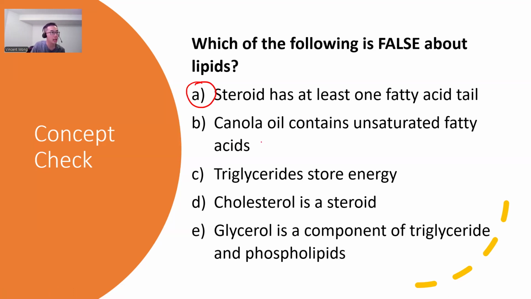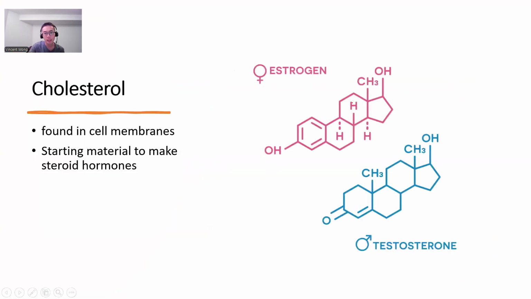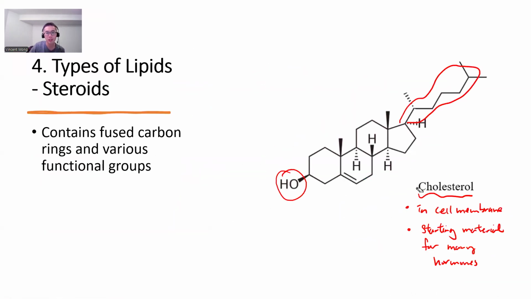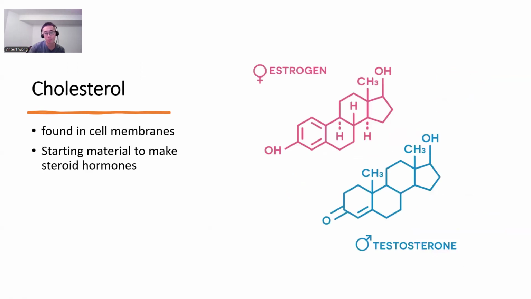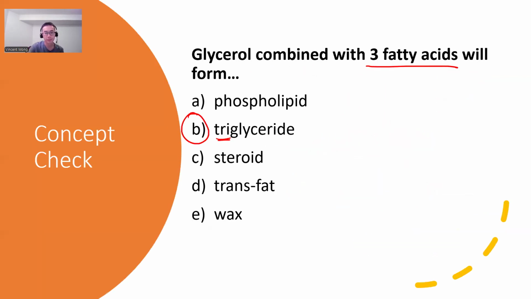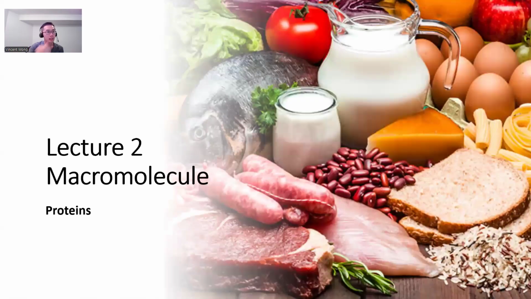Okay. A lot of people chose D as the false one. Let's go back here. Cholesterol is an example of a steroid. In fact, cholesterol is the starting material to make more steroids, okay? Like estrogen and testosterone. Okay, that's it for lipids.